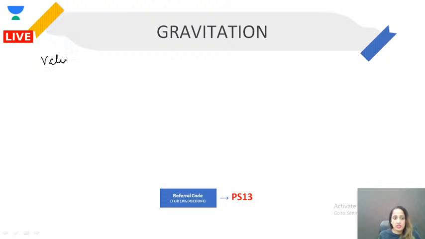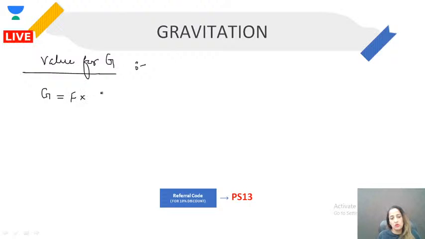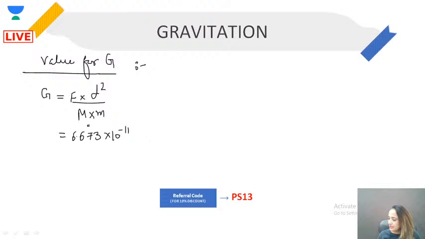Now, what is the value for G? How do we calculate it? It's not something very difficult. G is equal to F into d square divided by mass and mass. So when we do all these calculations, the value for the gravitational constant is 6.7673 into 10 to the minus 11, and the unit is newton meter square per kilogram square. This is the value for G.